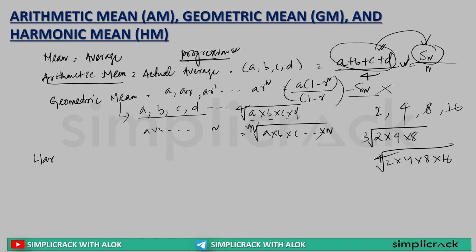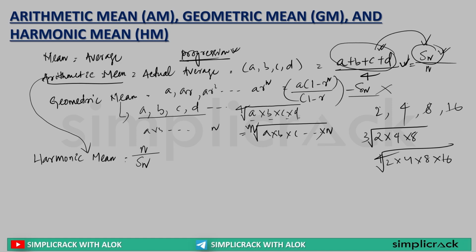Now, what happens in harmonic mean? We know harmonic progression is the opposite of arithmetic progression. So this value will be somehow close to the arithmetic mean, and it is the reverse of the arithmetic mean. In arithmetic mean we find the sum divided by n, and in harmonic mean we will find n divided by the sum of reciprocals. Clear or not? Yes or no?